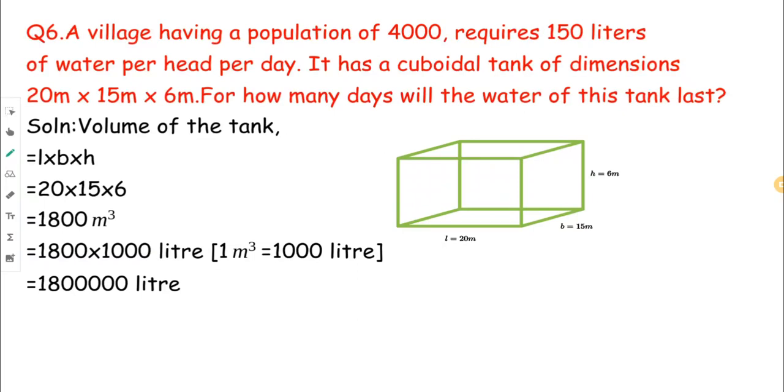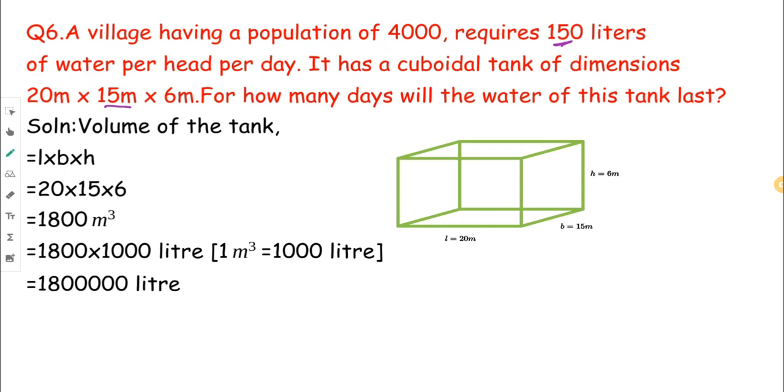With question number 6, a village having a population of 4,000 requires 150 liters of water per head per day. That means each person in the village uses how many liters of water in a day? 150 liters. Okay. It has a cubical tank of dimension given to us, length by breadth by height. For how many days will the water of this tank last?